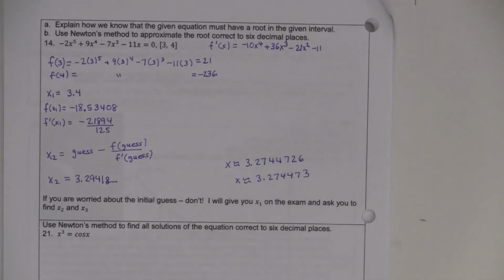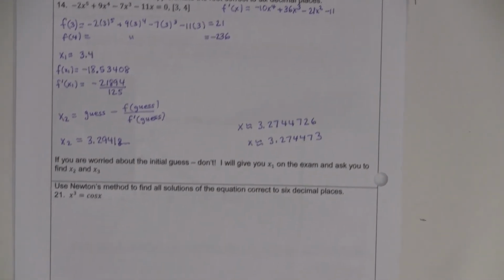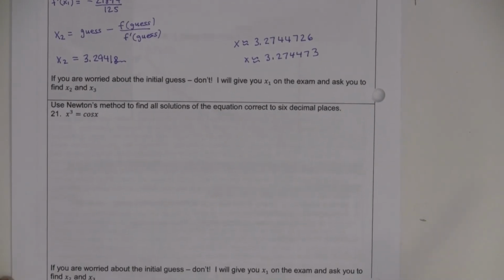Anyway, in the book, he hasn't been careful to make the numbers so it's not crazy. So: use Newton's method to find all the solutions of the equation correct to 6 decimal places. x to the 3rd equals cosine of x. So we're going to give a try to doing that one.